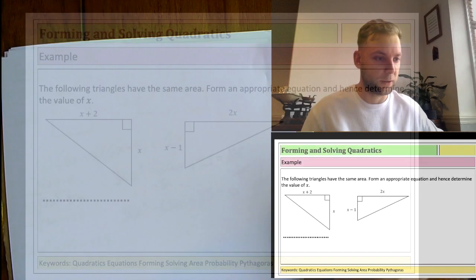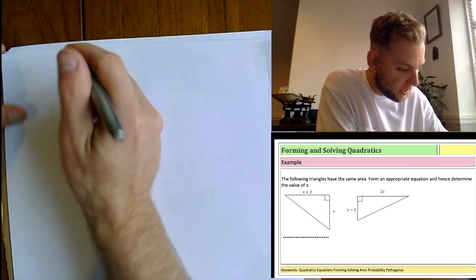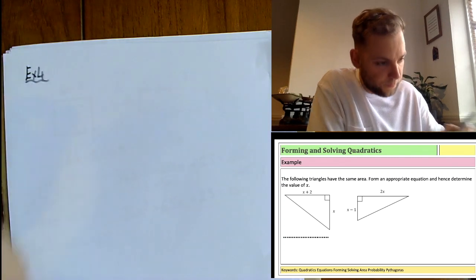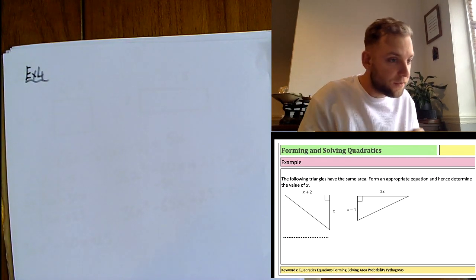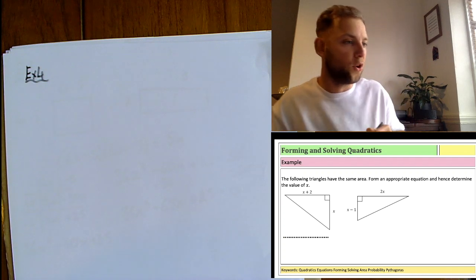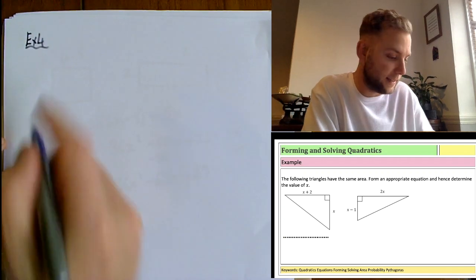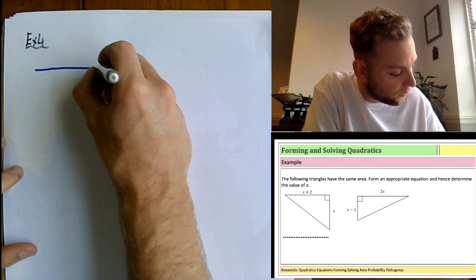Okay, I'm going to go through it now. So this is example 4. It says the following triangles have the same area. Form an appropriate equation and hence determine the value of x. So I've actually got to work out what x is in this one, not just working out the formula.